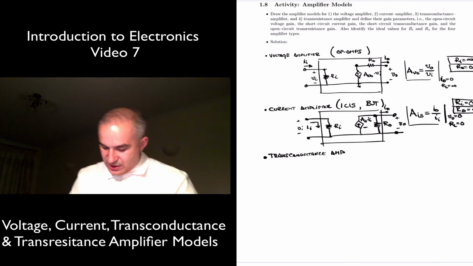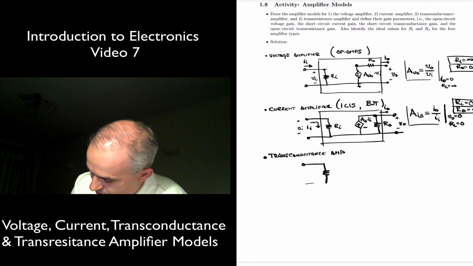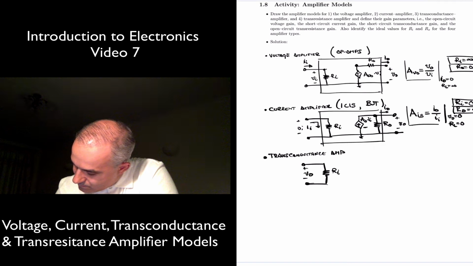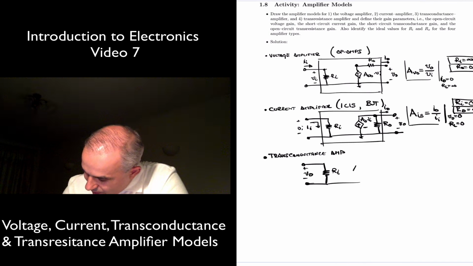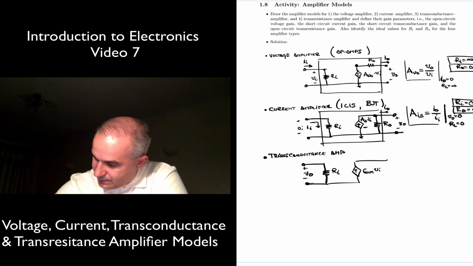So in this case, we are going to sense at the input a voltage across an input impedance, and the output is a current amplifier. So you have a current source here. This is the input voltage. There was a typo there.